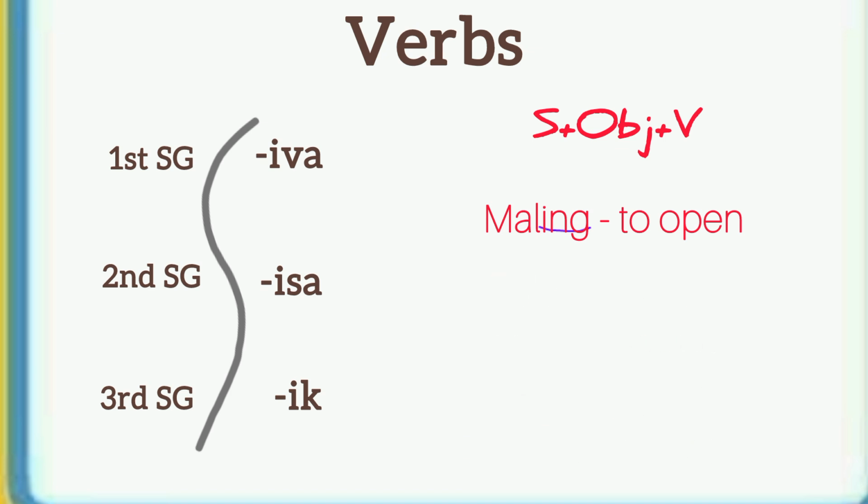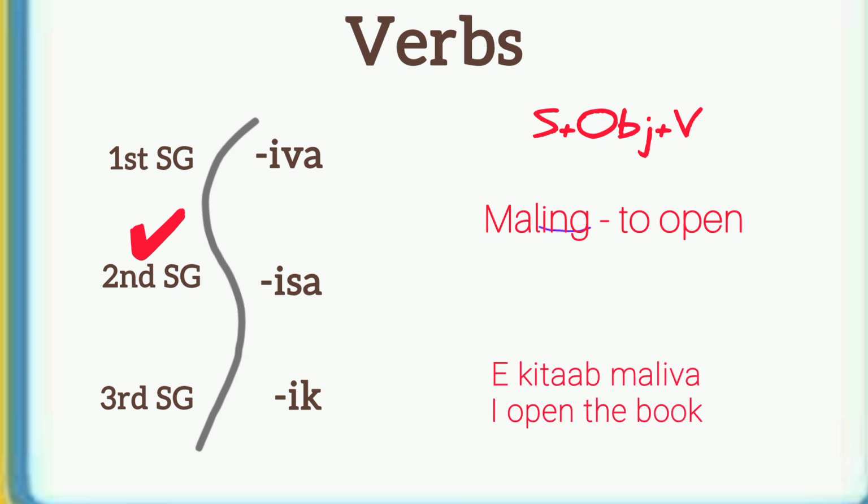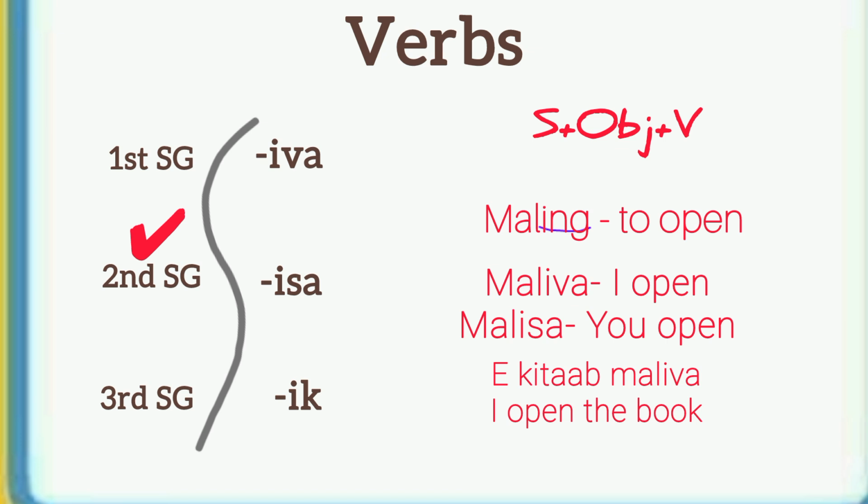Creating sentences for the second person is very easy. As above, in the first person we dropped ing and added iva. In the second person case, you have to drop ing and add isa. In the last example, from mulling to maleva is first person and malesa is second person. Maleva, I open; malesa, you open.